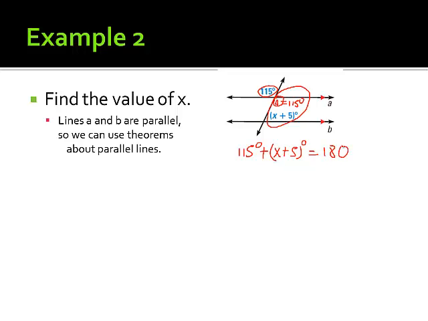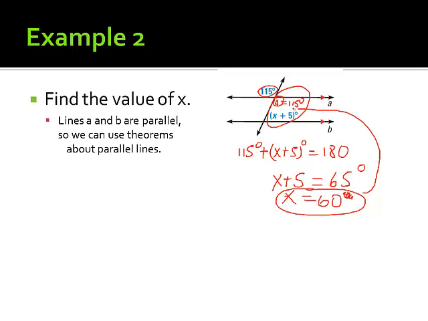We can solve, we subtract 115 degrees on both sides, we get x plus 5 equals 65 degrees. Subtract 5 again, and we get x is equal to 60 degrees. And that's it. So, x is equal to 60. You can plug it in, but to actually find the degree measurement, you'd have to plug it into the value of x. But all we were asked to do is find the value of x. So we are done.